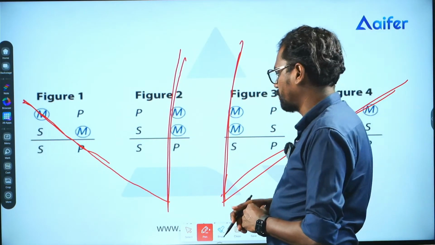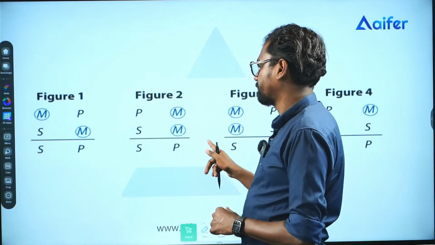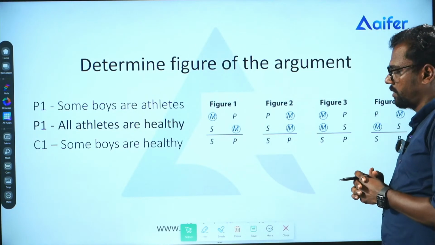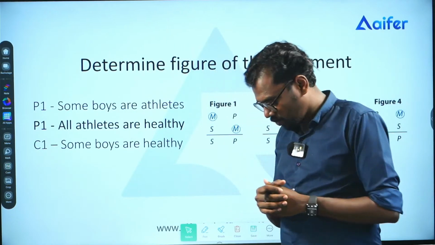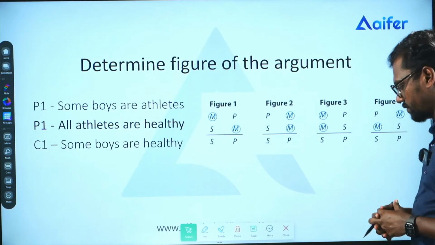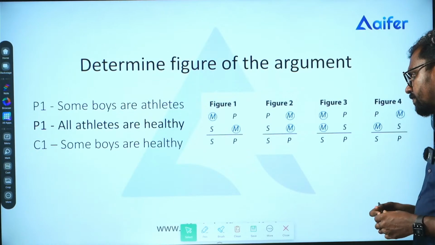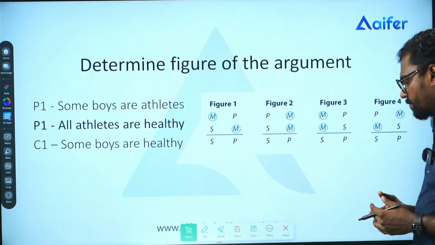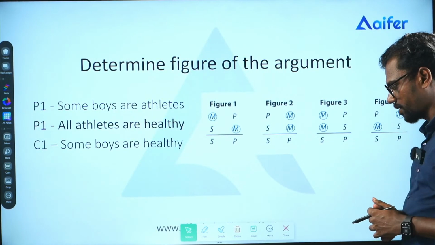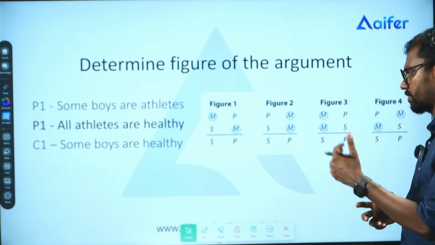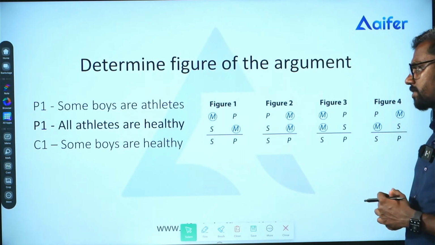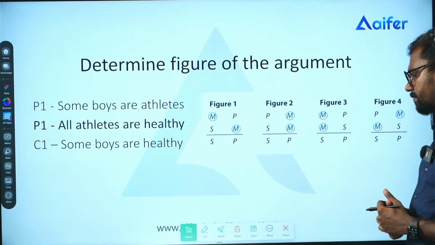Now let's try to do the question. Yeah, this is a question. Determine the figure of the argument. Give me the answer in the chat box. What is the figure of the argument in this particular case? Here we have: some boys are athletes, all athletes are healthy, and the conclusion is some boys are healthy. So what is it?